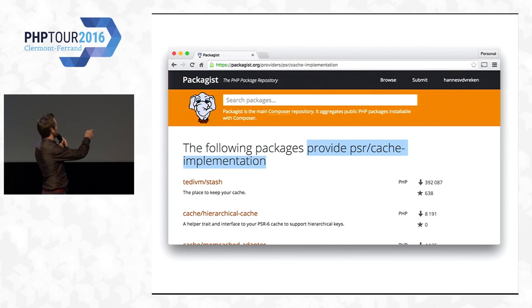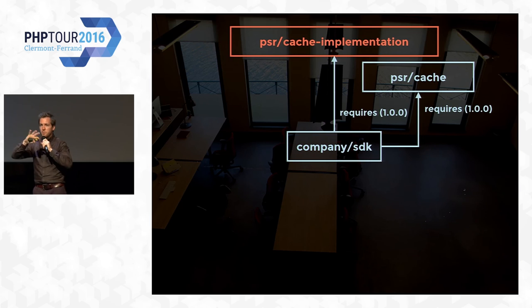So these packages, cache/cache, for example, or cache/hierarchical cache. Wow, this is hard to pronounce. These packages, they all provide the psr/cache implementation package, which is virtual. So you can actually depend on a virtual package, but you cannot install it. You can install a different package that provides this virtual package. So I'm going to put this in a nice graph.